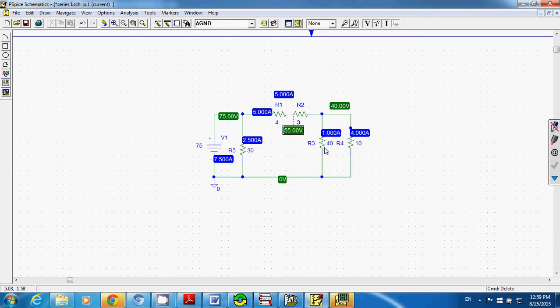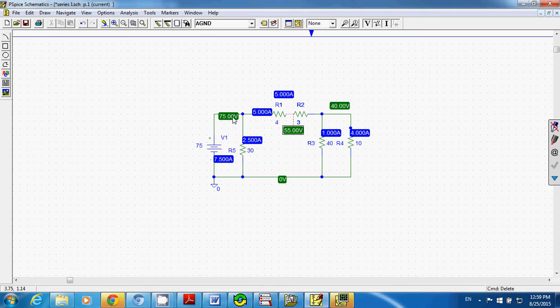and also you have 1 amp current flowing through the 40 ohm resistor, and also 4 amp current flowing through the 10 ohm resistor. And you have the voltage difference between this point and this point, or the voltage across the 40 ohm resistor and the voltage across the 10 ohm resistor, to be 10 volts. And you can take a look at this one.